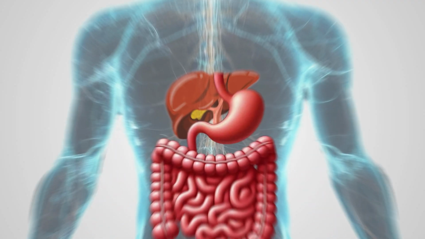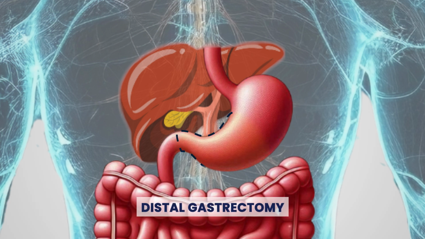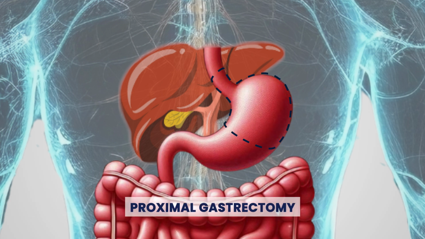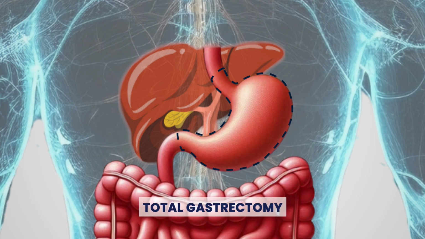When it comes to surgery, removal of a part of the stomach or the entire stomach is called a gastrectomy. Gastric means stomach, and gastrectomy means removal of a part of the stomach. It could mean a distal gastrectomy when we remove the later part of the stomach. When we remove the first part of the stomach, it's called a proximal gastrectomy. And when we remove the entire stomach, it's called a total gastrectomy.